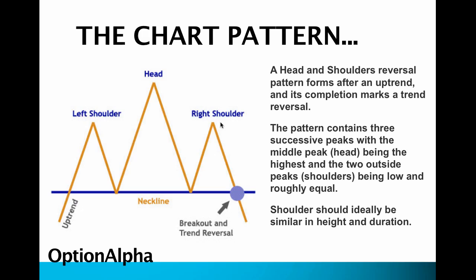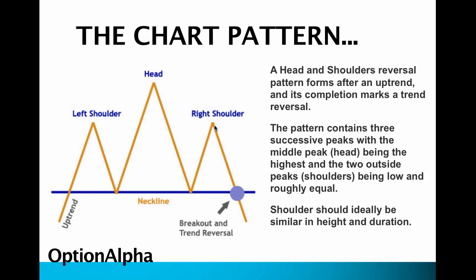Ideally, these shoulders should be similar in height and similar in duration. The left shoulder shouldn't take 4 months to form and then the right shoulder take 10 days. They should be fairly similar in how long they take to form and how tall they are on the chart. But again, the idea is that the stock is going to rally but fall short of reaching the previous highs, and that's when people are going to start coming in and selling it hard, which is where you get the breakout.